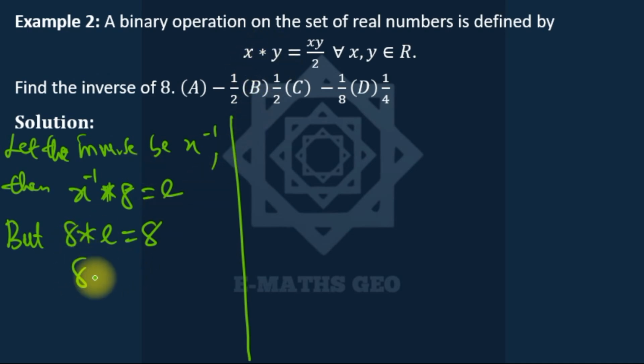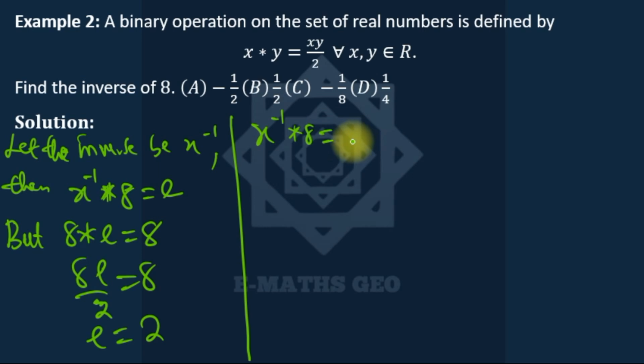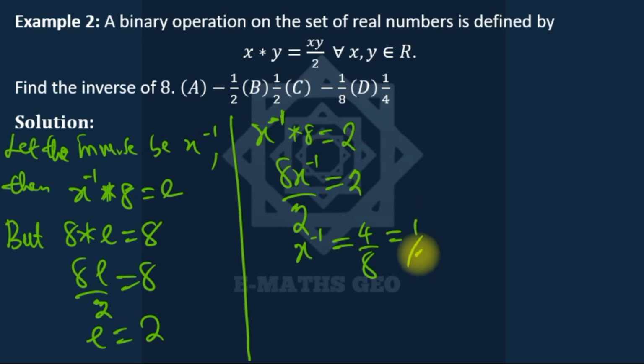So I have 8e over 2 equals 8. So we have e is 2. So our identity element is what? 2. So we'll go back and substitute e as 2. So let's look for our inverse element. Using the definition again, x raised to power minus 1 times 8 is 8x raised to power minus 1 over 2 equals 2. So what do you notice? X raised to power minus 1, I have 4 over 8, which is half. So our answer is option B.